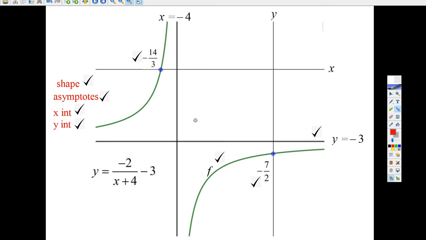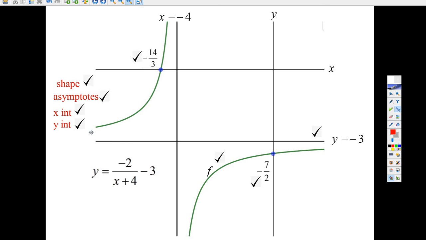The asymptotes are x equals minus 4 and y equals minus 3. There's 0 and 0 where the y-axis and x-axis cross. So there you have your x-intercept. You have your y-intercept. You know it's negative, so the branches must go this way. It's negative, so it's in the bottom right. The asymptotes form the hyperbola.